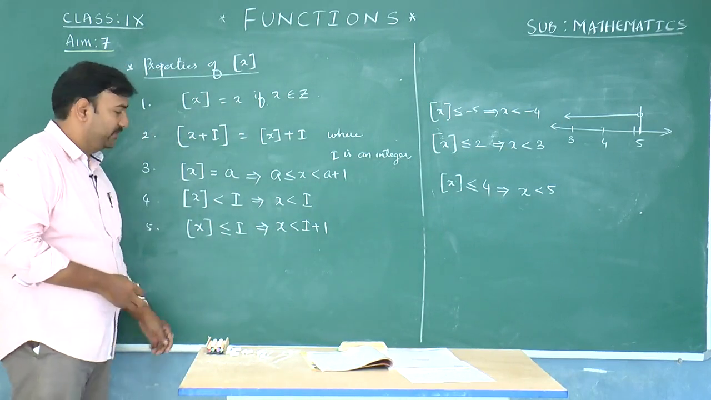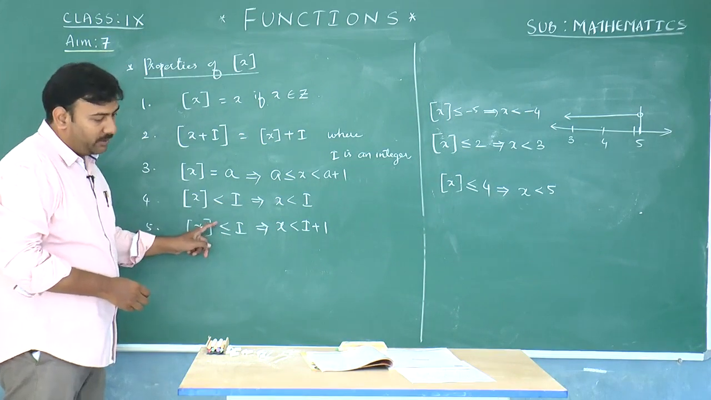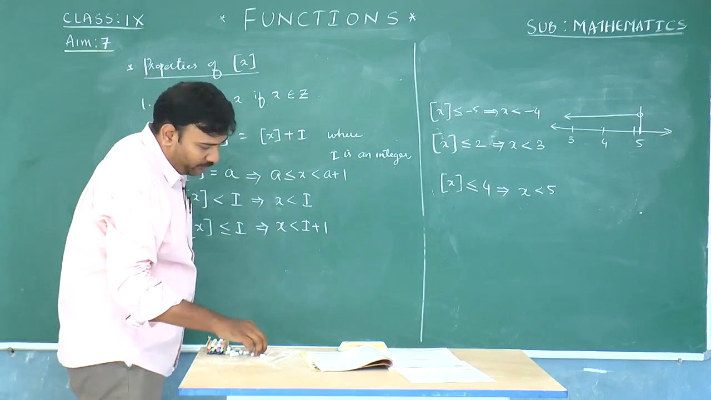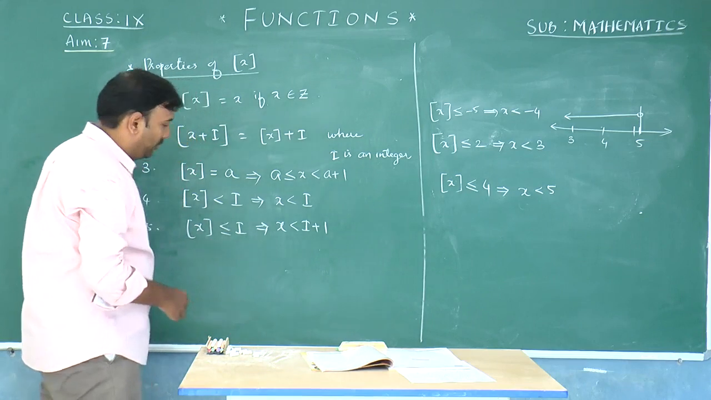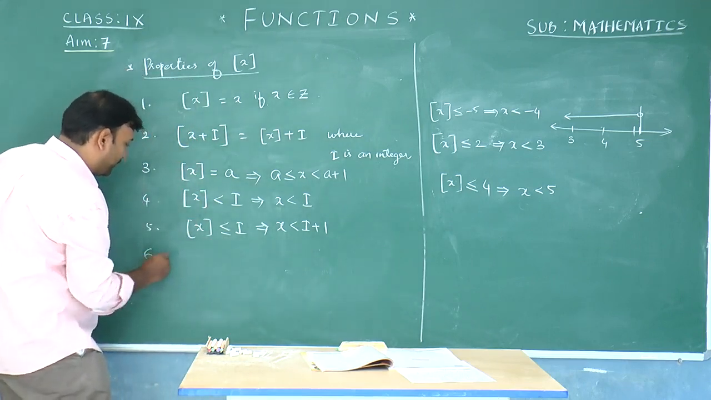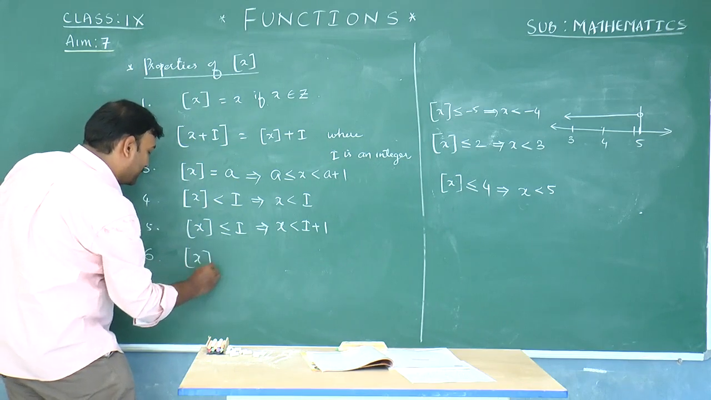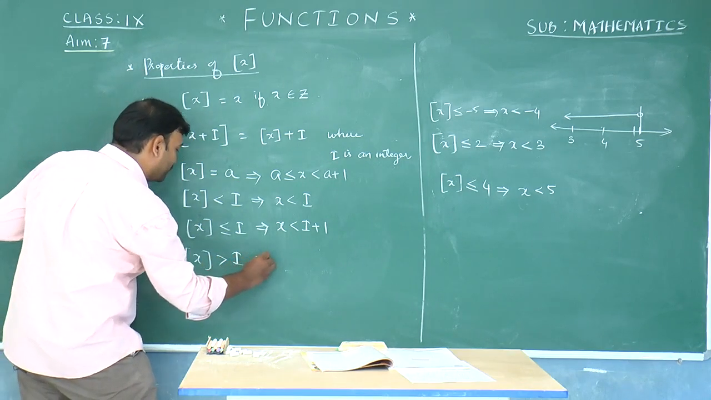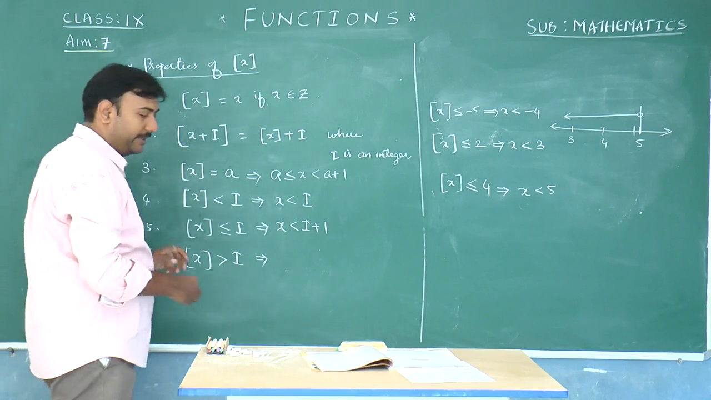So far we have seen about the less than type and less than or equal to type. Now we will check how to get the solution for the greater than type and greater than or equal to type inequation. So I go with step x greater than an integer I, which I can also explain to you through an example.